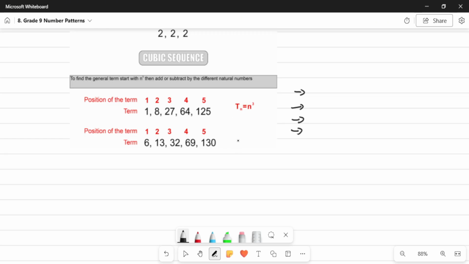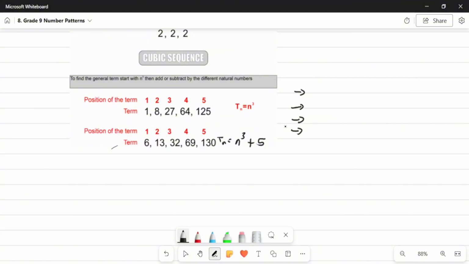Now, if you're dealing with a cubic sequence, and they want you to find the general term, then you need to use n cubed. So we start off with n cubed. If I put in 1 here, what do I get? I get 1. But what do I have in the sequence? I have 6. So 1 plus what number will give you 6? Plus 5. And if you try this for all the numbers, let's put in 2. 2 cubed is 8. 8 plus 5 is 13. 3 cubed is 27. 27 plus 5 is 32. And so on. So this is the general term for this cubic sequence. Understood?